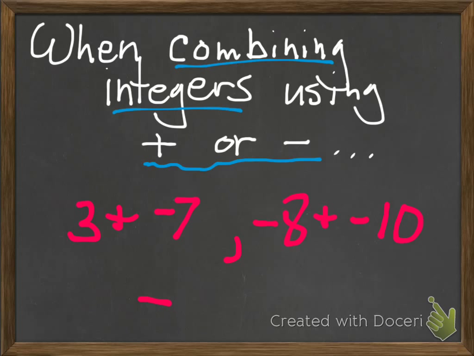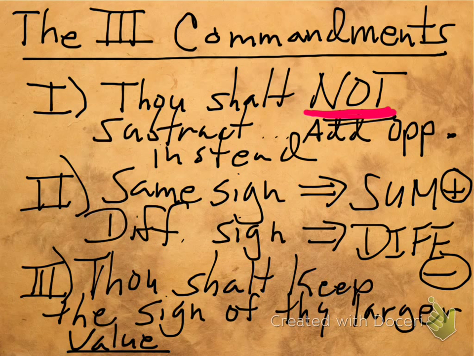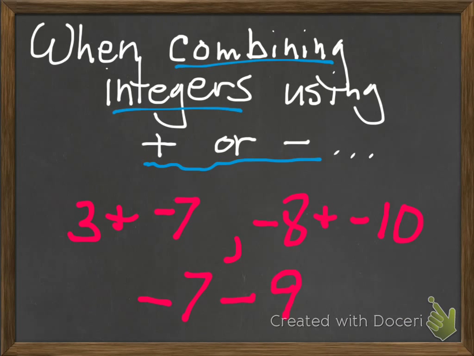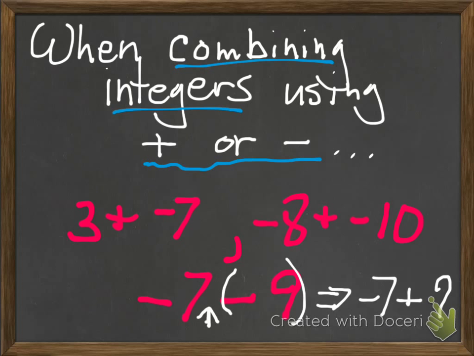What if I had something like negative 7 minus 9? Well, the first commandment says, thou shalt not subtract. So we're going to change negative 7 minus 9 into negative 7. Instead of subtracting, we're going to add. And now, with a little plus sign right there, we're going to add the opposite of negative 9. Well, what is the opposite of negative 9? It's positive 9, isn't it?